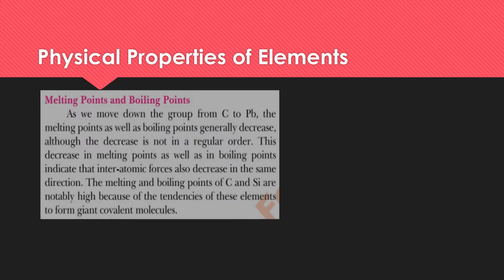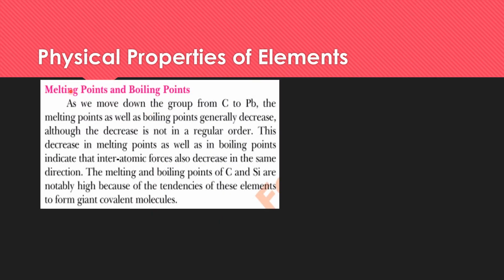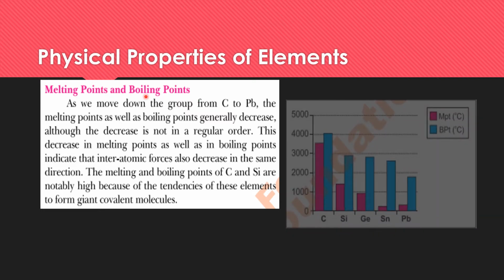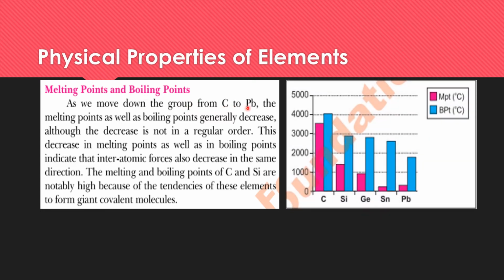Physical properties of the elements, and the first physical property is the melting and boiling point. And how do these melting and boiling points change within this group? As we move down the group from carbon to lead, melting as well as boiling point generally decreases. You can see here melting and boiling points are given, and these are gradually decreasing down the group. And why do these gradually decrease down the group?